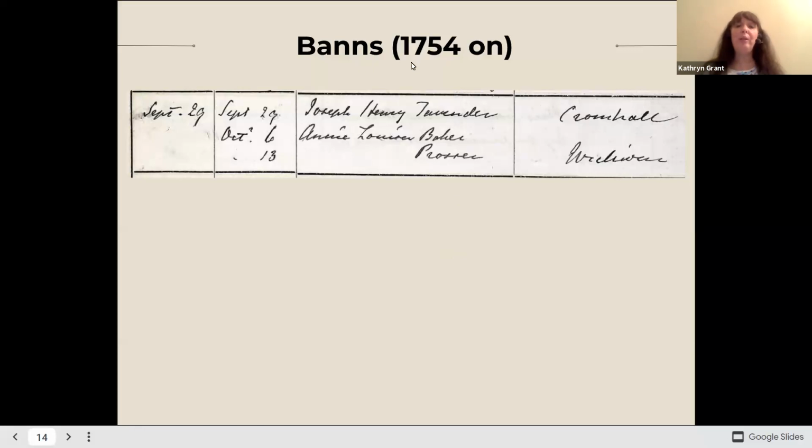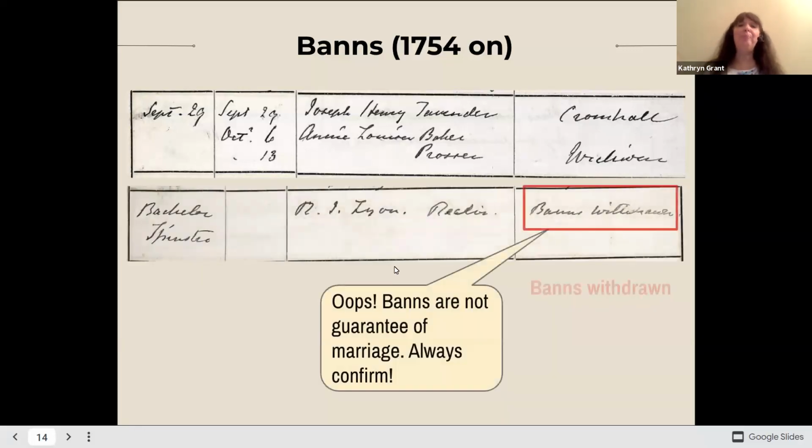So this is only the left side. And when we dragged the image over to the other side, we've got that he was a bachelor, so unmarried at the time. She was a spinster, other stuff. I think this is the name of the clergyman. And then look what happened.